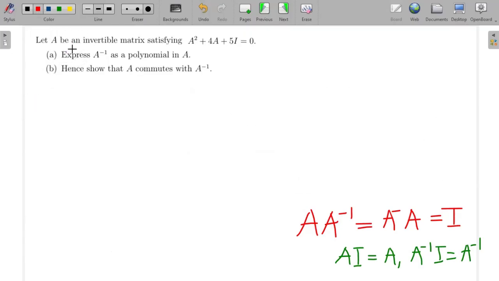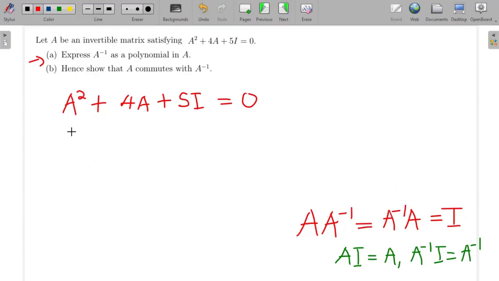So here they're saying, let A be an invertible matrix satisfying the equation A squared plus 4A plus 5I, this I means identity, right, equals 0. The first question here is: express A inverse as a polynomial in A. So in short, they want us to make A inverse the subject of the formula for this equation. So what can we do? We use this property here.